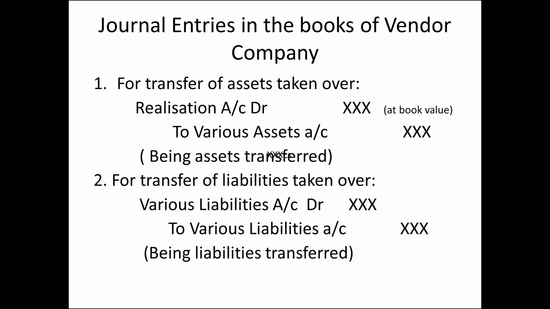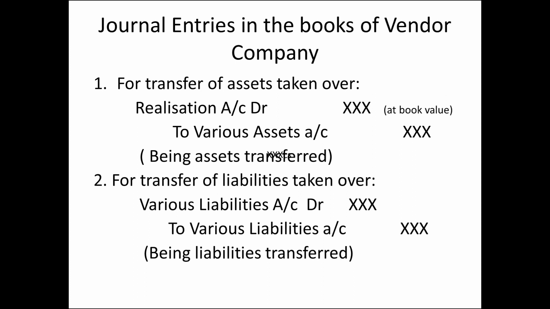First entry is for the transfer of assets taken over. Transfer of assets taken over means the assets which are taken over by the purchasing company. For example, in your balance sheet there are fixed assets, debtors, cash and lots more. In that, only the assets taken over by the purchasing company should be posted here. So the entry is Realization Account Dr. to Various Assets Account, at book value.